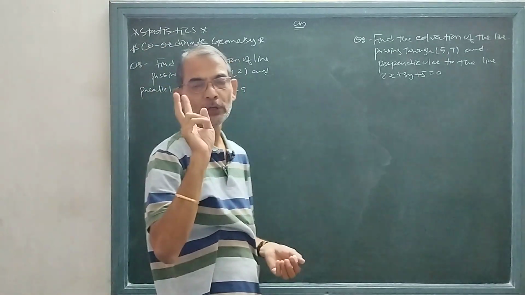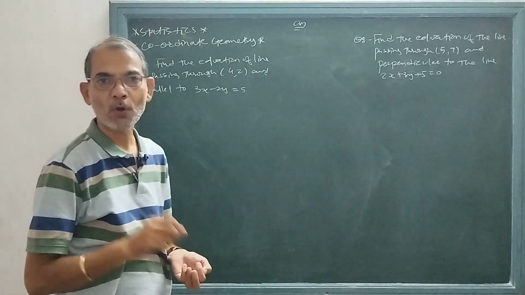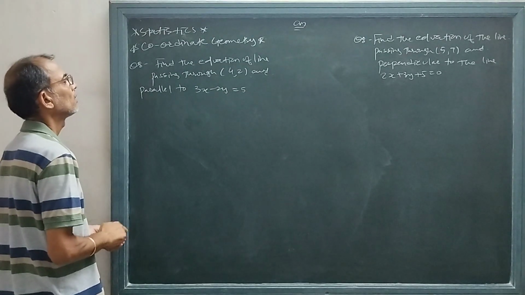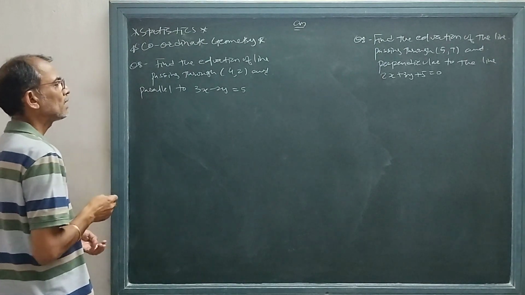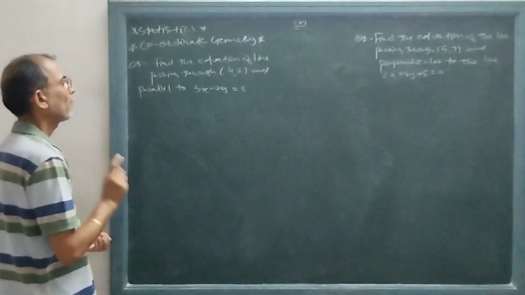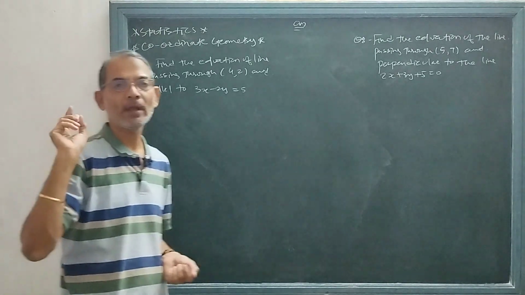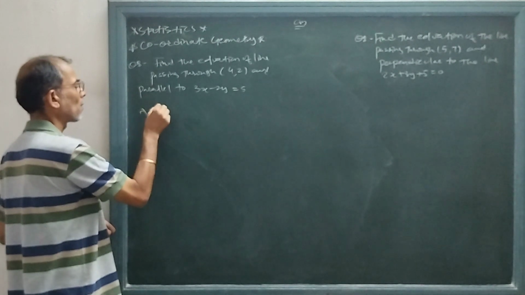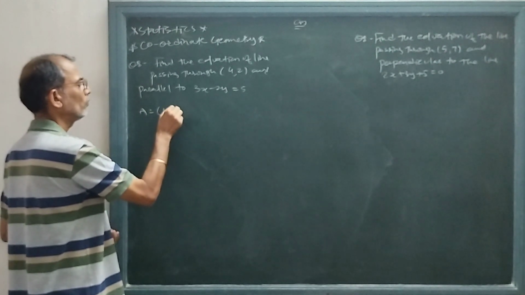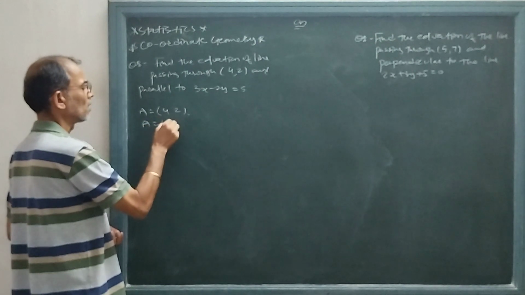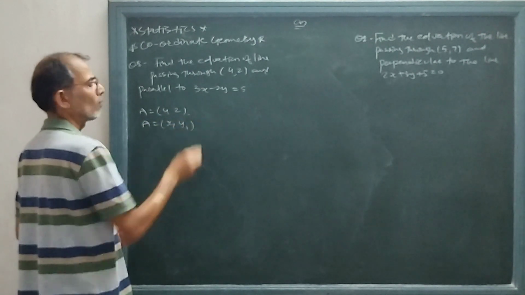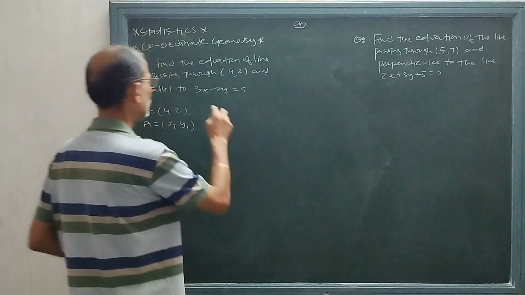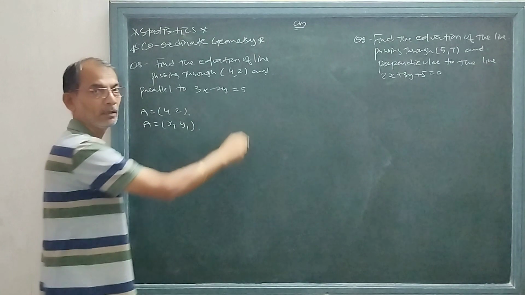In this lecture we are going to solve two questions of coordinate geometry. As you can see, the questions are: find the equation of the line passing through (4, 2) and parallel to 3x minus 2y is equal to 5. Now the point is given, 4, 2, that means x1, y1. We have to find the line which is parallel to this line.